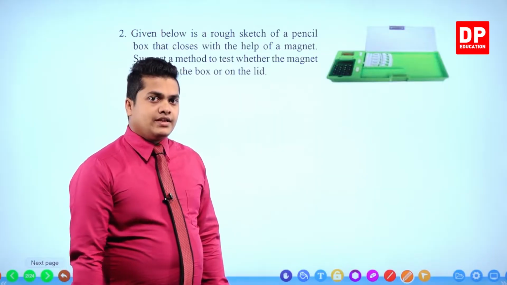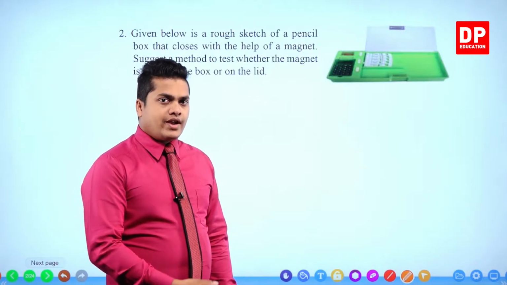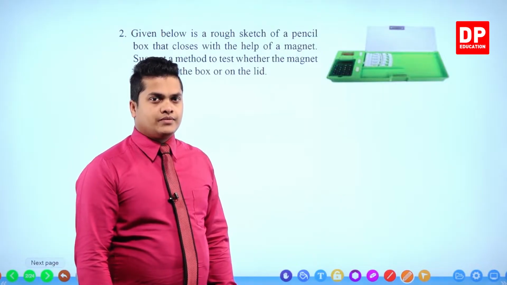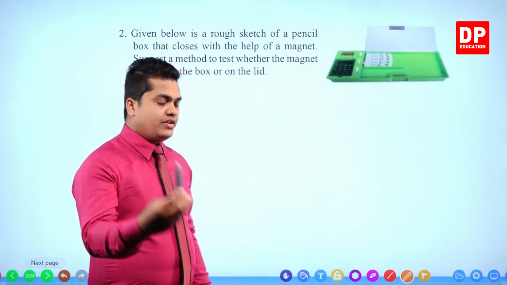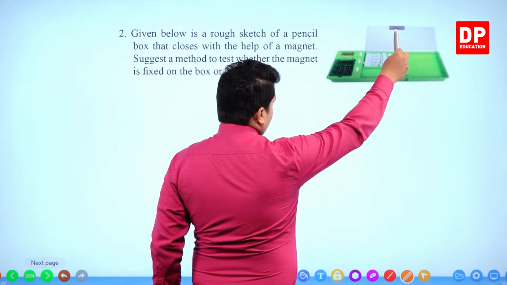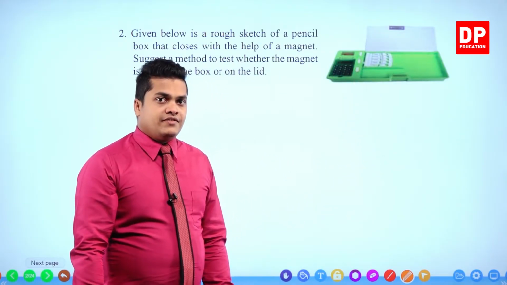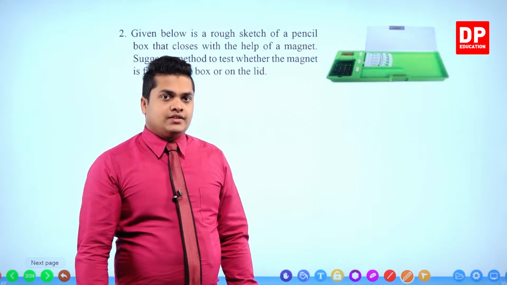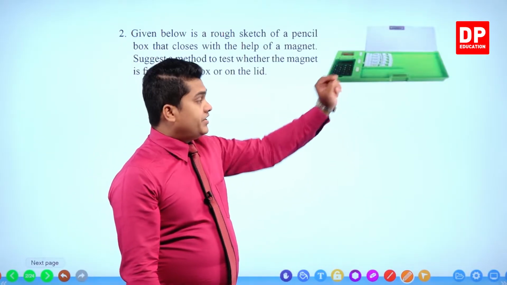Take the magnetic material near the lid first and see whether the material is getting attracted to the lid or not. So if it is getting attracted towards the lid, you take the magnetic material and place it here. If the lid is getting attracted towards the magnetic material, then we can conclude that the magnet is on the lid.